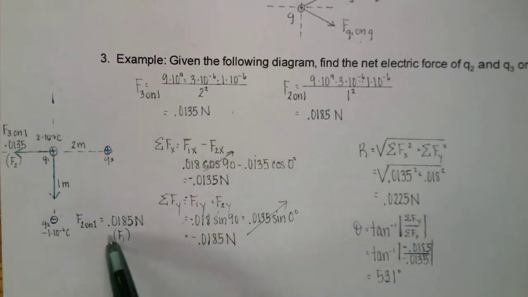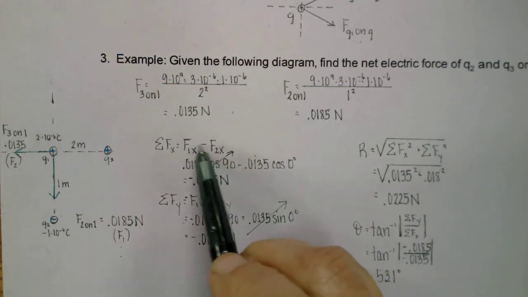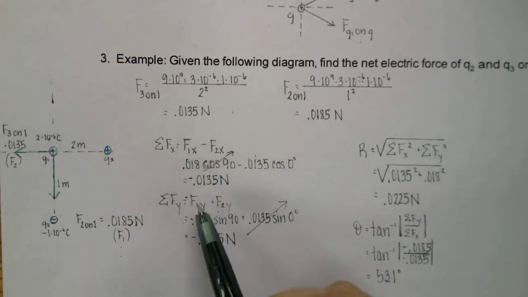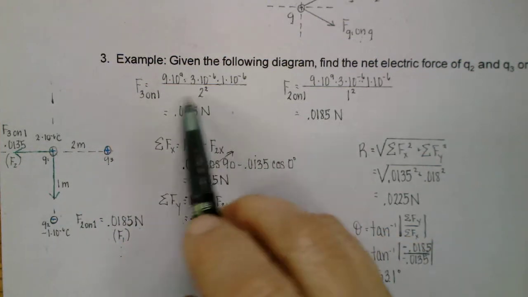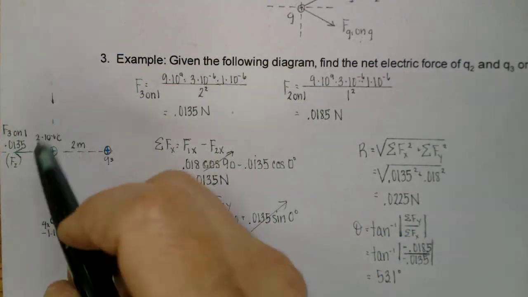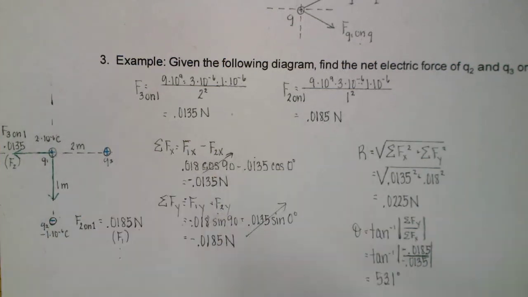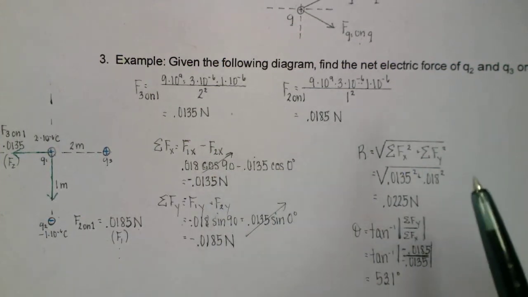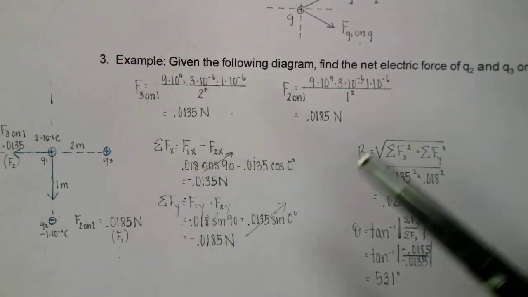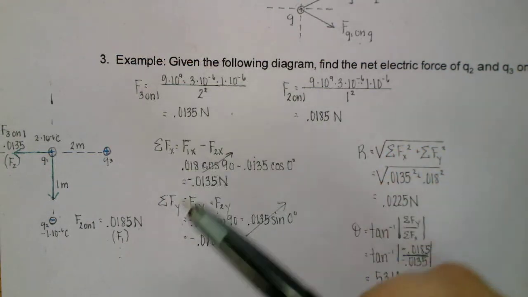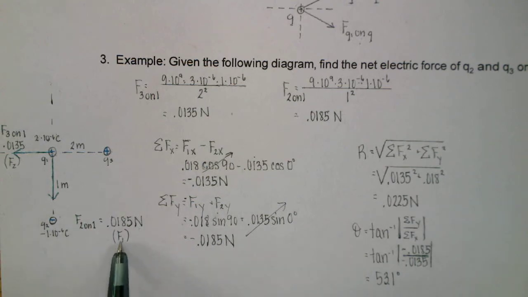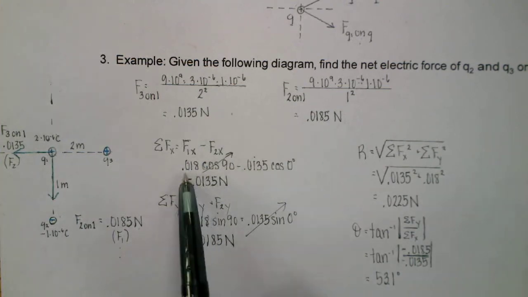So this force is 0.0185, and I'm renaming it F sub 1 just because it's easier to do those designations in these formulas. And this force is 0.0135, and I'm naming it F sub 2 for these equations. Now I just break it down into my components. F sub 1x would be, this is my F sub 1, so F sub 1x would be 0.0185 cosine of 90.